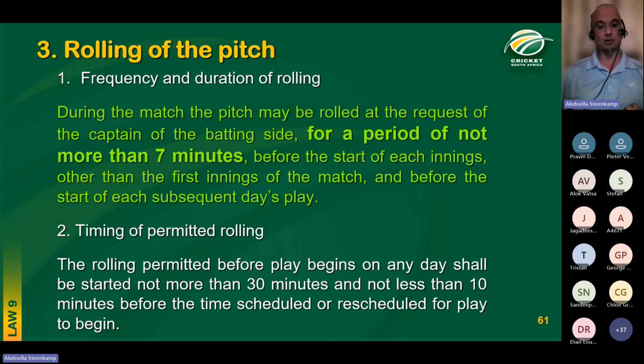using the heavy roller. Again, the fourth umpire will supervise this rolling, and will make sure that the rolling takes place within the window period. So usually we'll tell the curator to start rolling at 9:30, but anytime between 9:30 and 9:50, the rolling before the day's play can happen.